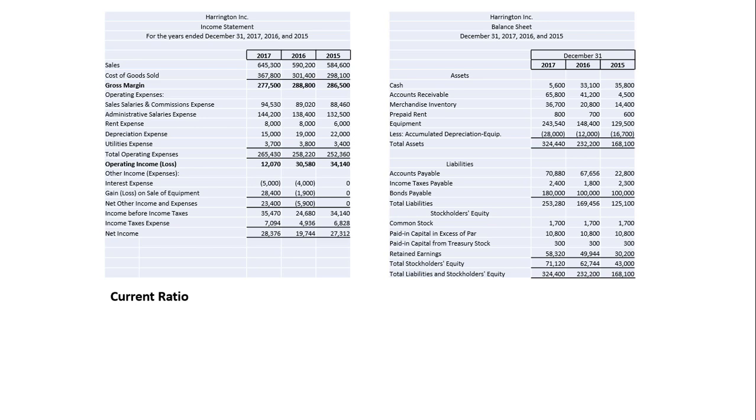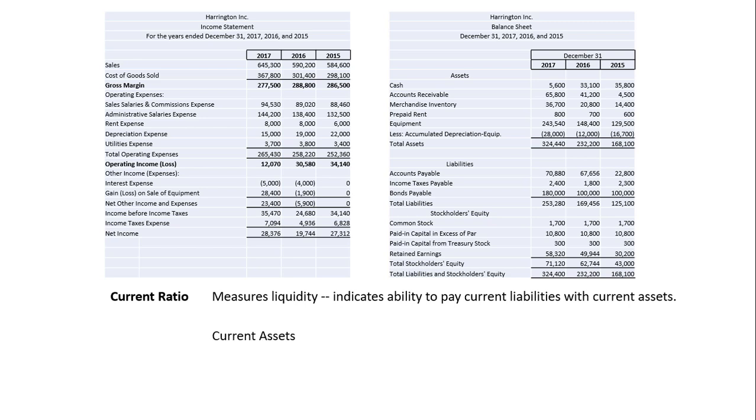The current ratio measures liquidity, how easily a company can come up with cash. More specifically, the current ratio indicates whether a company can pay its current liabilities with its current assets. The formula for the current ratio is current assets divided by current liabilities.